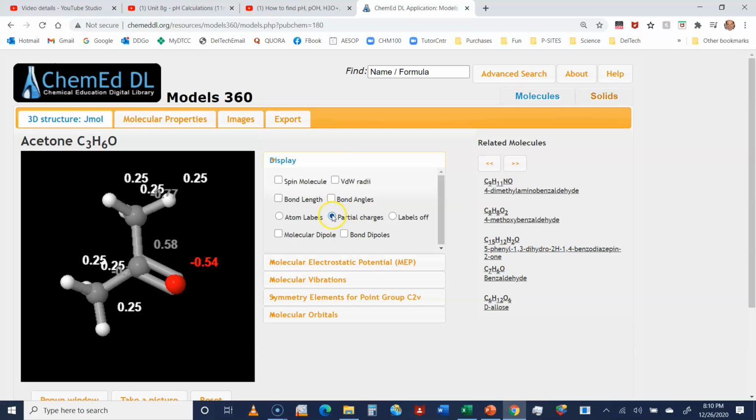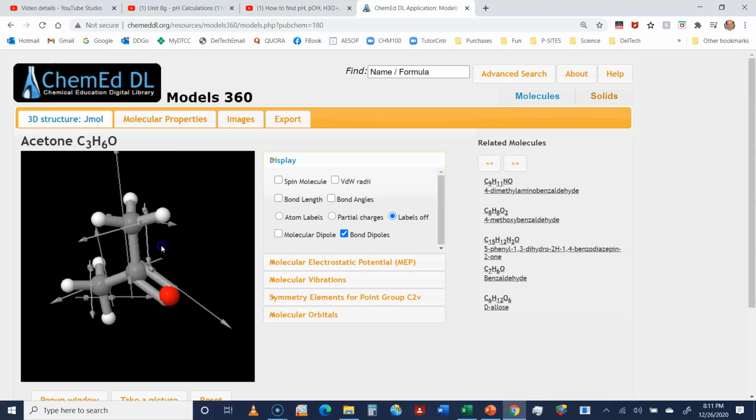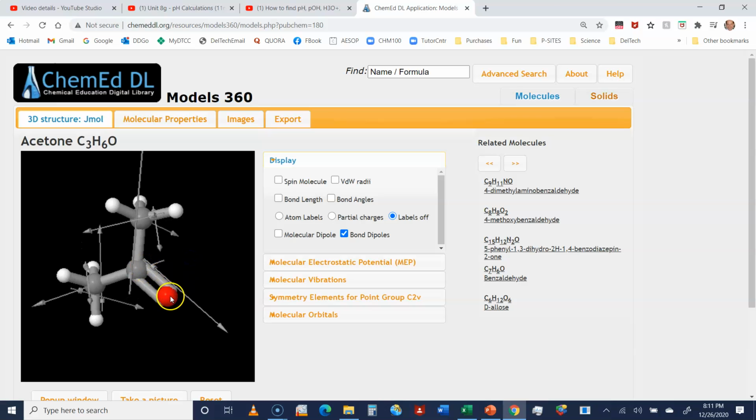If we want to see the individual dipole, we can take the labels off and we can click bond dipoles, and now we can see the dipoles for every bond. And the longer lines, the longer arrows represent bigger dipoles. Shorter lines, though these don't look that short, these are actually considered very short in this particular model. These are very nonpolar. They're very short arrows. Whereas the carbonyl, the C double bond O, is a very polar bond.